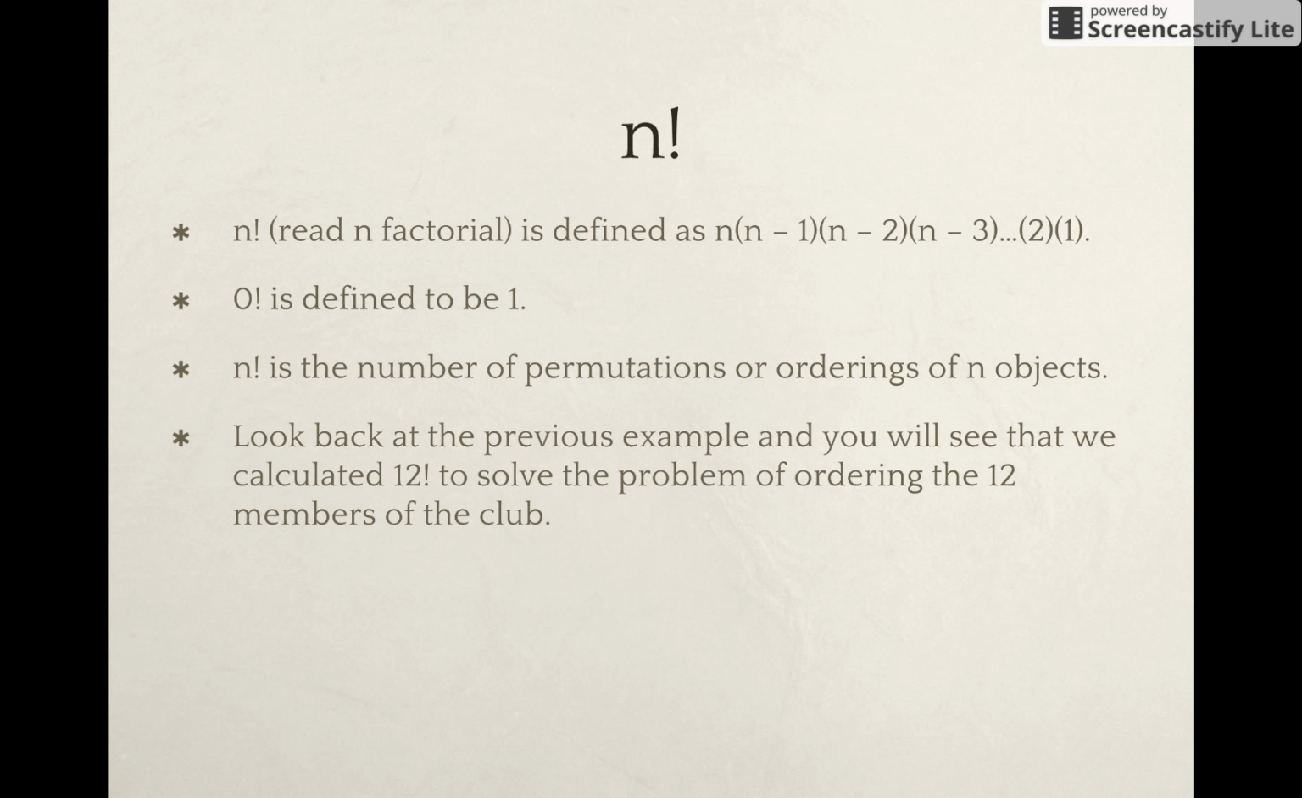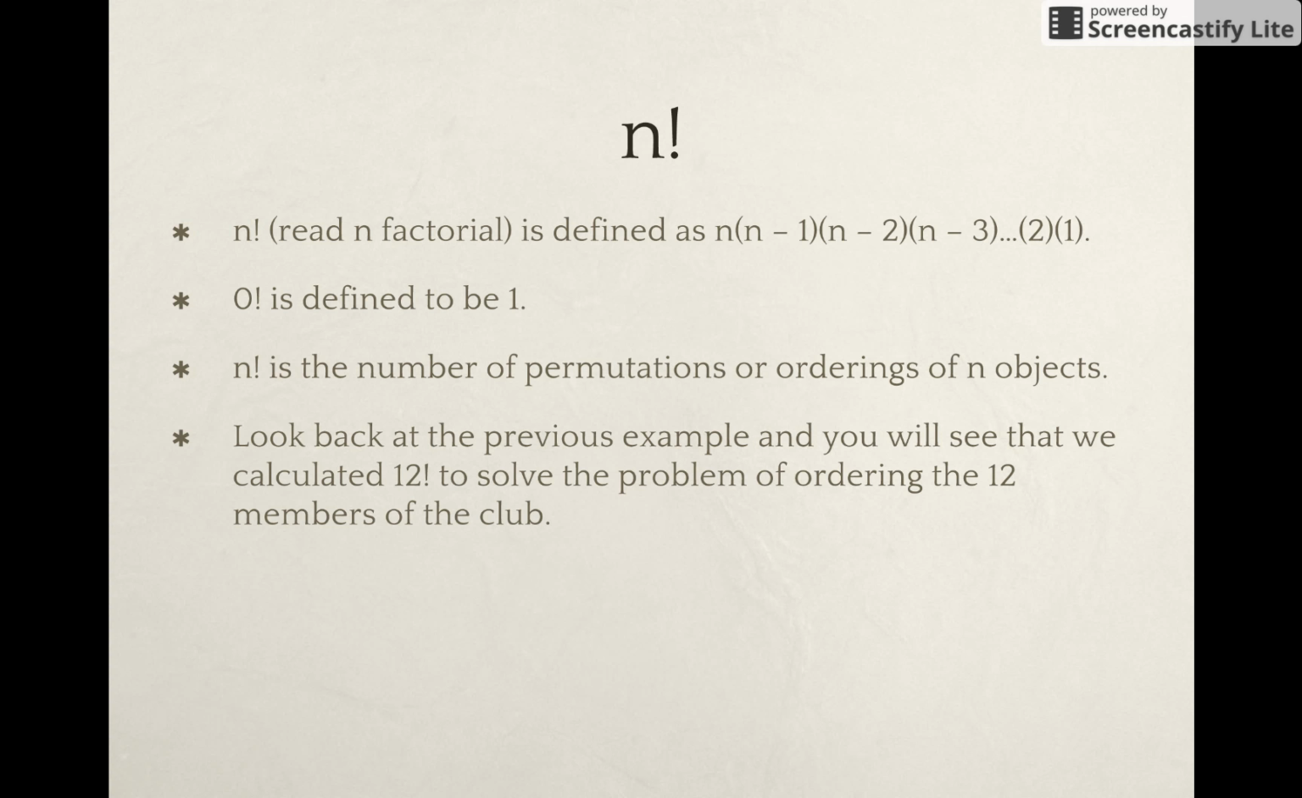0 factorial is a special factorial. It doesn't follow this definition. It is just simply defined to have a value of 1. So if in any of our counting problems we do a 0 factorial, we're just going to call it 1, because that's what it's defined to be.